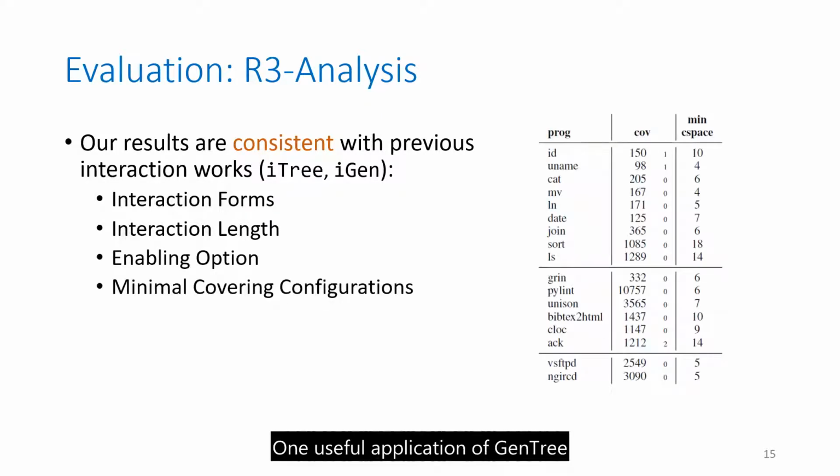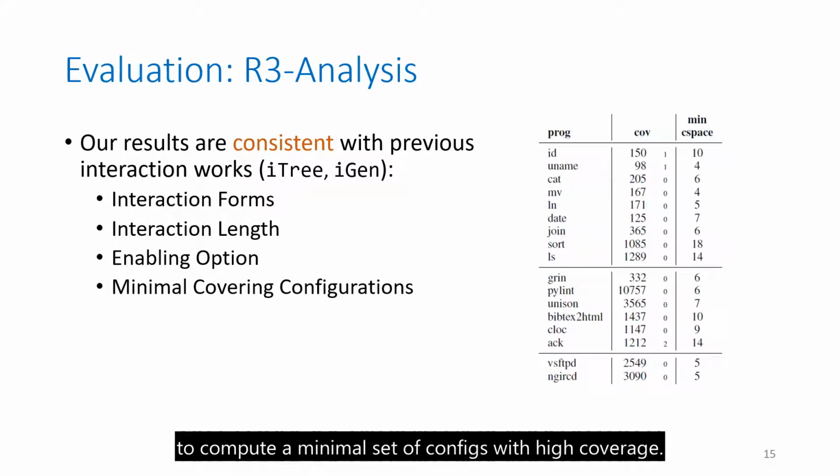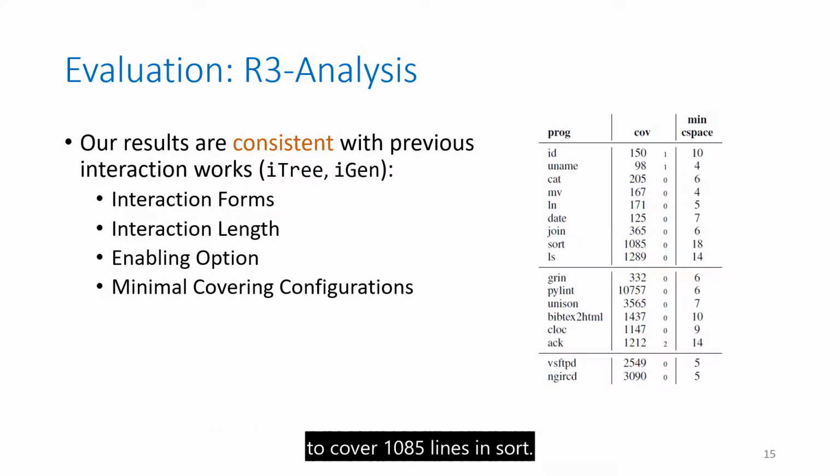And one useful application of GenTree is using the inferred interactions to compute a minimal set of configs with high coverage. For example, we only need 18 out of 6 billion configs to cover 1,085 lines in sorts.